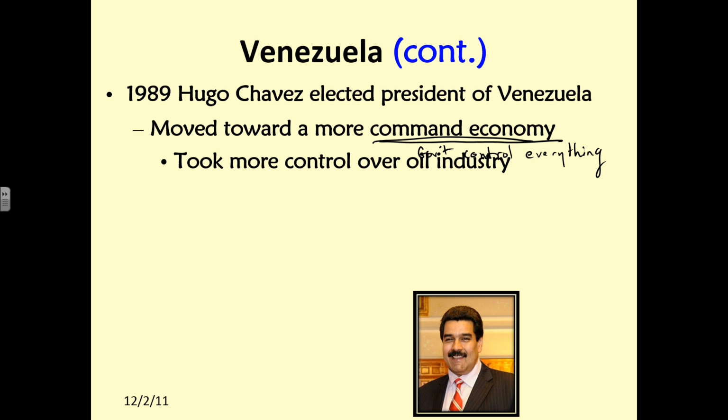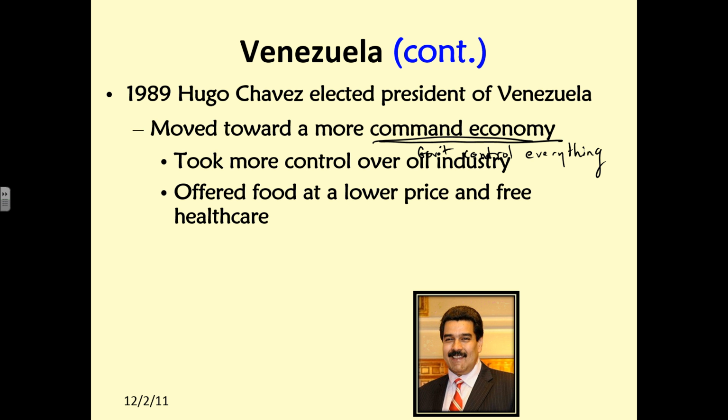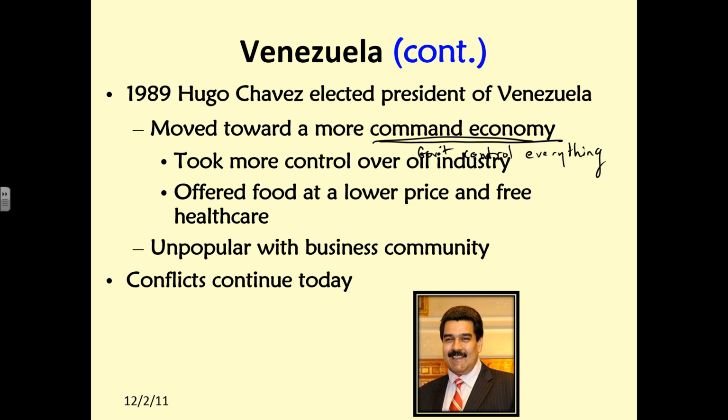Then what he did, which made him very popular, is he offered food, healthcare, education, and other goods that the poor did not have access to for free. So instead of just handing out cash to the poor, he gave services to the poor and actually to the entire country, which helped to increase his popularity. But this made him unpopular with the business community because they saw his heavy taxing, and let's face it, his control of the economy as bad for business. And these conflicts still exist today.